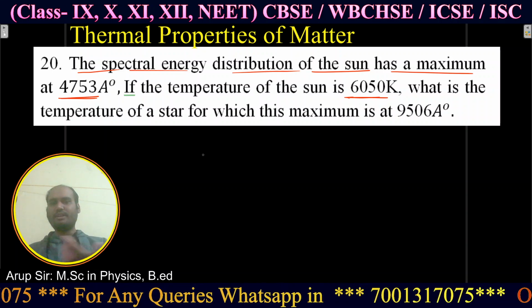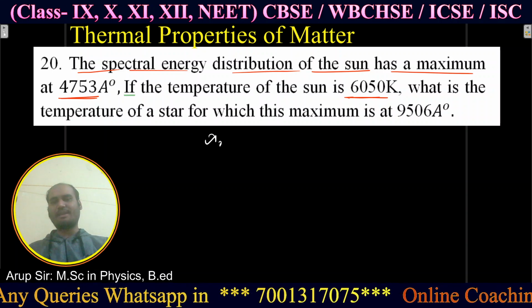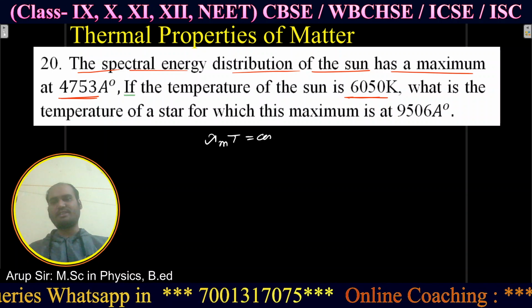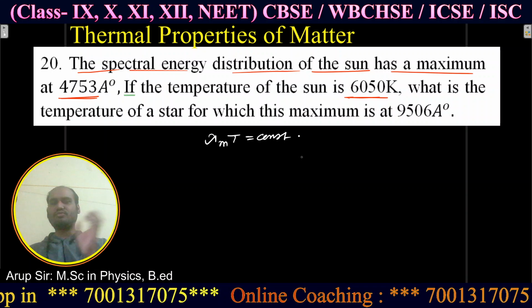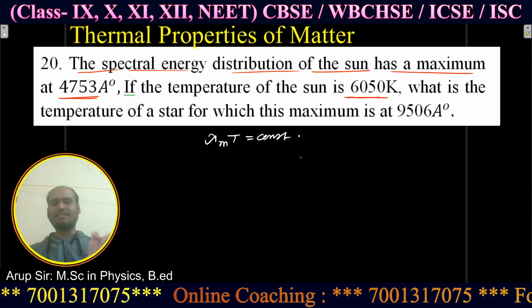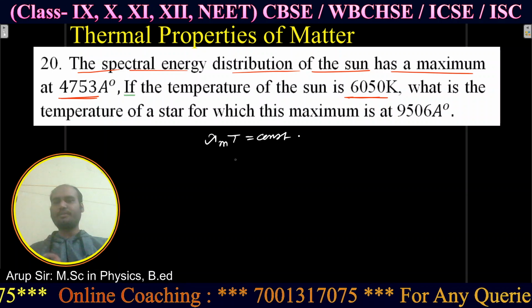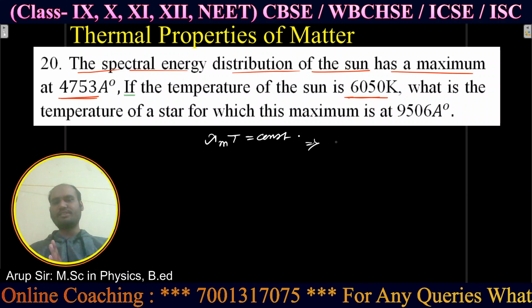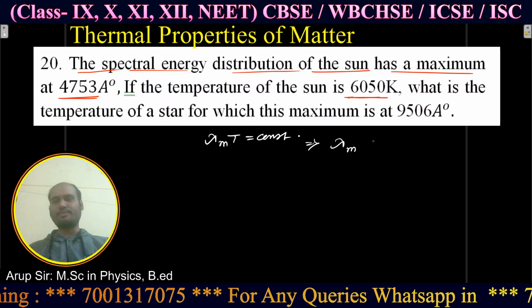So you have to recall Wien's displacement law, and Wien's displacement law says that lambda m into T is equal to a constant, right? This is the main matter. Now they are talking about two wavelengths and two different temperatures. They are asking about the temperature of the star when the wavelength is this much. So obviously we need to find out the relationship, whether proportionality or inverse proportionality.